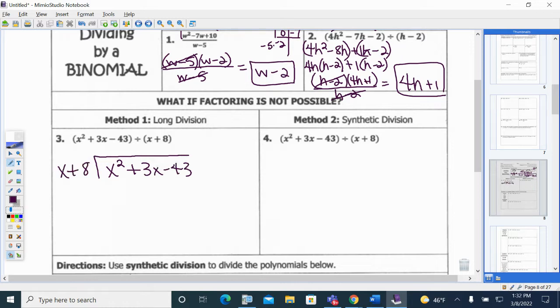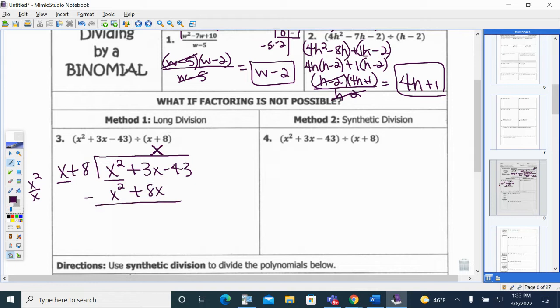And with long division, you want to focus on just the first term. I'm not looking at the 8. I'm not looking at the 3x right now. I'm looking at the first term and the first term. So x squared divided by x is just x. So the x is what's going to go in the top. And then we're going to multiply. You multiply the x that you just put in the top times the x plus 8 that's out front. So x times x is x squared plus 8x.